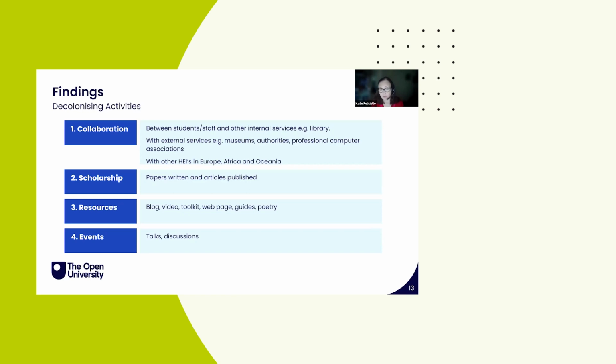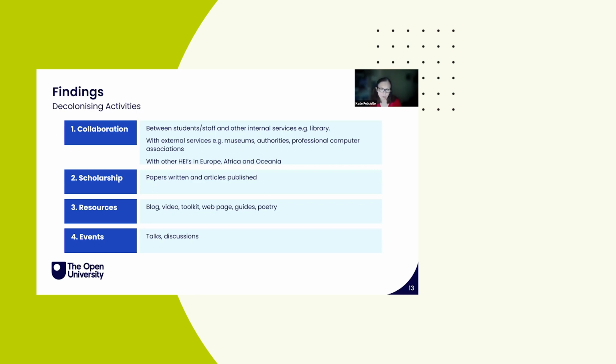So for example, if we list museums, authorities, different professional computer associations, or other HEIs in Europe, Africa and Oceania, wherever that collaboration occurs. We also had scholarship, so with papers written and articles published. And we will have examples of these as we go through.